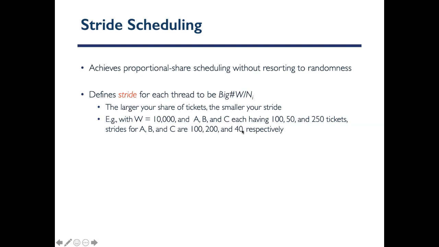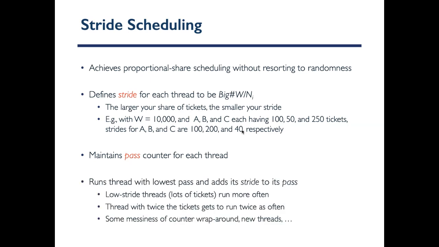Now, how do we use these strides? We're going to keep a counter for each task. We're going to call that a pass. So each task, each thread, has a pass. At each time, we're going to choose the task with the lowest pass. When it gets to run, we add the stride of that task to its pass. So at every time, I'm choosing the task with the lowest pass, and then I add to that task's pass its stride.